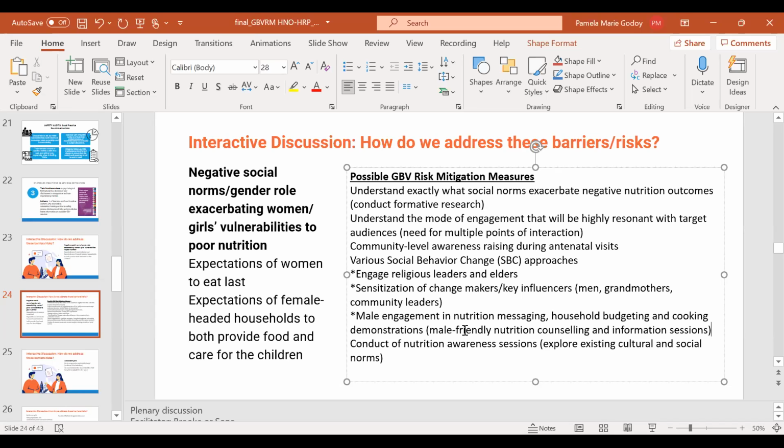So I think this is a very good, comprehensive set of suggestions and recommendations. Engaging women and girls in IGA activities is another one. Victoria, if you would like to expand on the PPD roles.